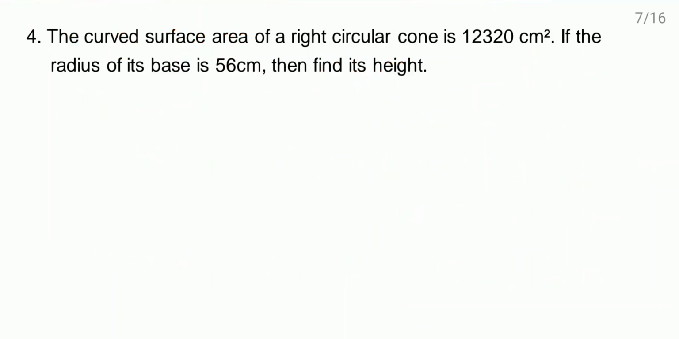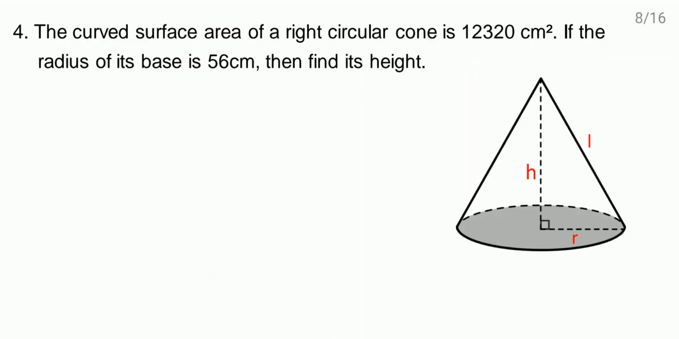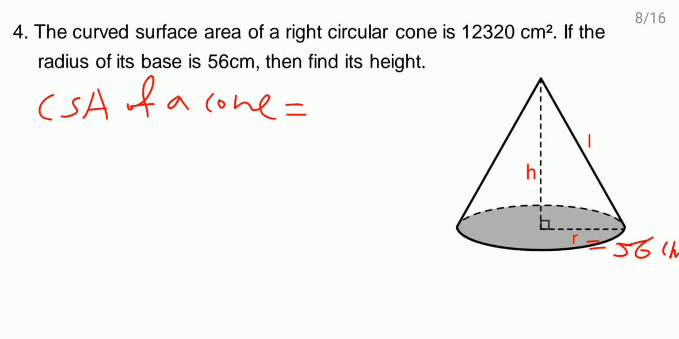See what they said. The curved surface area of a right circular cone is 12,320 centimeter square. If the radius of its base is 56 centimeter, then find its height. Let us see the figure here. Okay, so as they have given us radius as 56 centimeter, and here height we don't know, but we know the CSA. So here I'll write down CSA of a cone, which is equal to 12320 centimeter square.